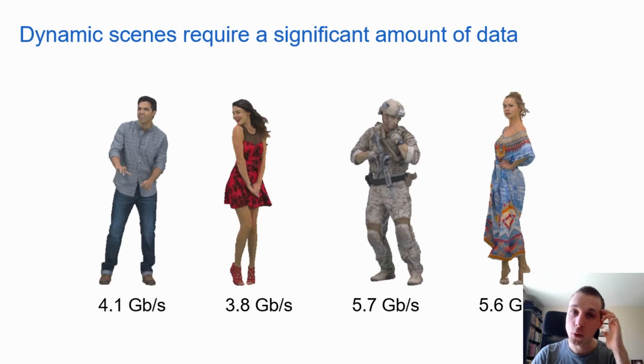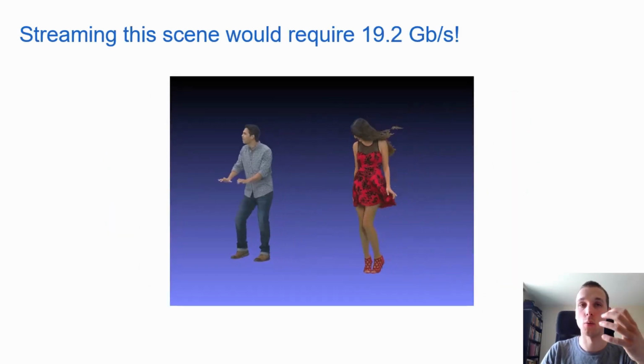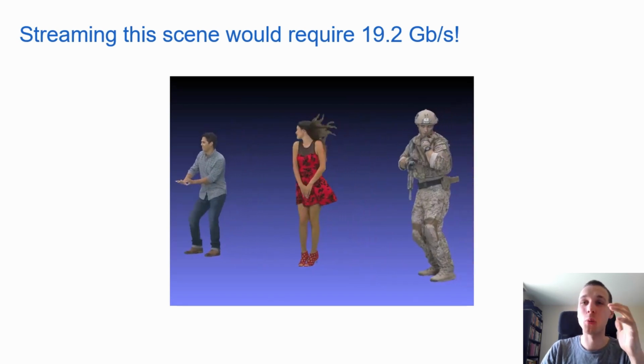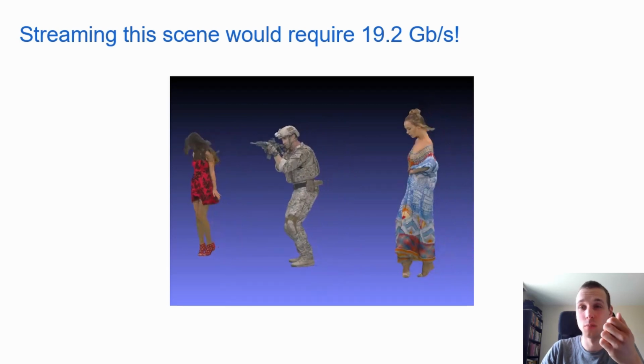Indeed, this dataset requires between 3.8 and 5.7 gigabits per second to stream. And that would mean if we combine these objects together in one scene, it would require approximately 20 gigabits per second in order to stream it. And of course, that's really a lot.